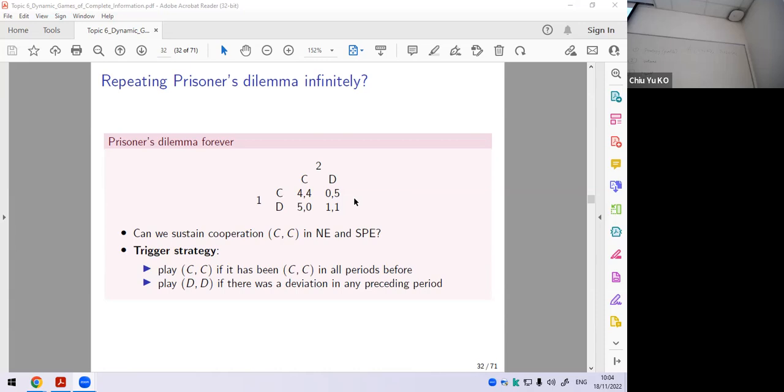Is that clear? Because the other guy will always choose D. So if you choose C, then you got 0. So that means you are comparing the payoff of having 5 in the first period and 1 for the subsequent periods, because the other guy is using the trigger strategy. You trigger him or her. So in order to support this outcome, that's what you are comparing.